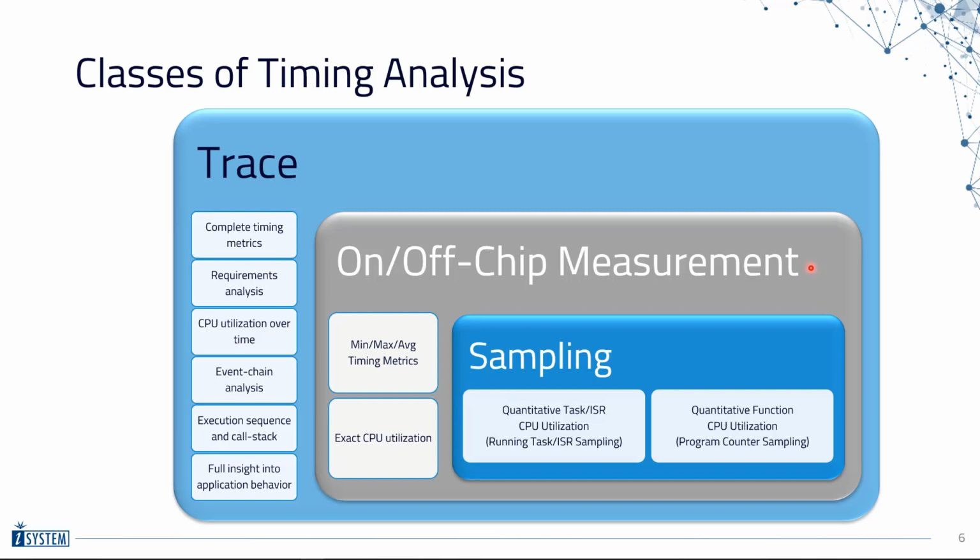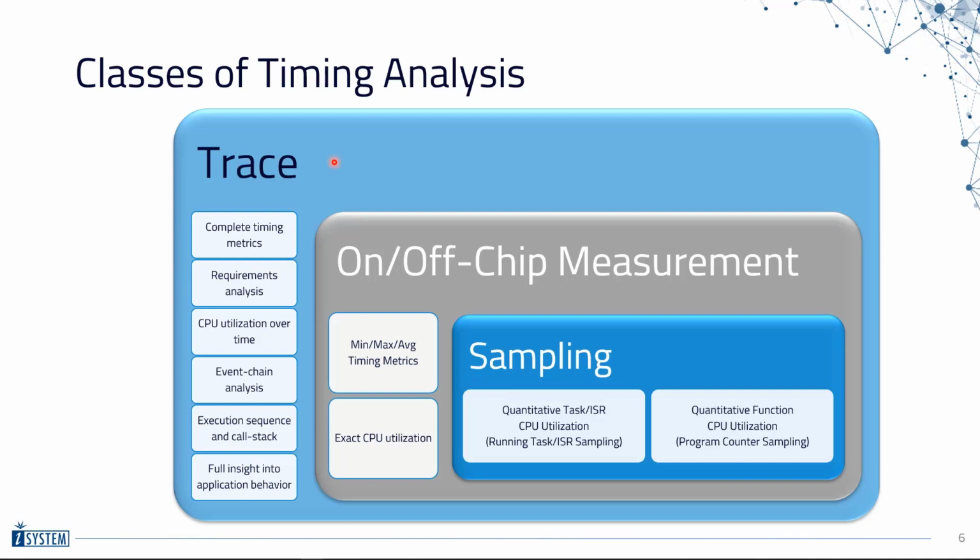The third approach is based on trace. And as this figure indicates, trace-based timing analysis provides the maximum of information and thus also the maximum of analysis options. And it also includes all the analysis options offered by the other two classes, measurement and sampling. The unique thing about trace is that it allows an exact reconstruction of sequences of various events over time. From this information, you can derive a complete set of timing metrics and you can analyze CPU load over time, analyze event chains, and function call sequences. So basically, it provides you full insight into the software execution.